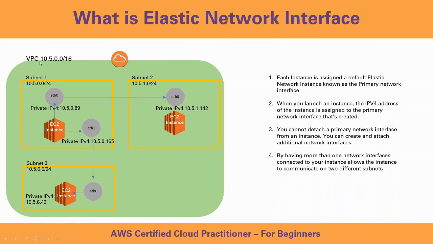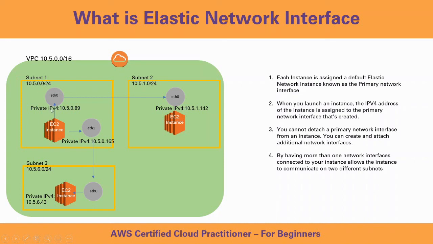Now, if you see over here, we have a virtual private cloud, and there is a specific CIDR block assigned to this virtual private cloud. And within this VPC, we have three different subnets, and each subnet has its own CIDR block. This one has 10.5.0.0/24. This is 10.5.1.0/24. And this is 10.5.6.0/24. Each subnet also has its own EC2 instance.